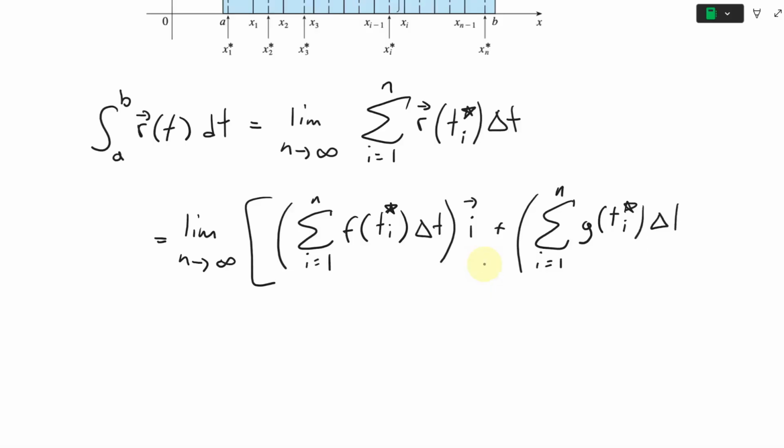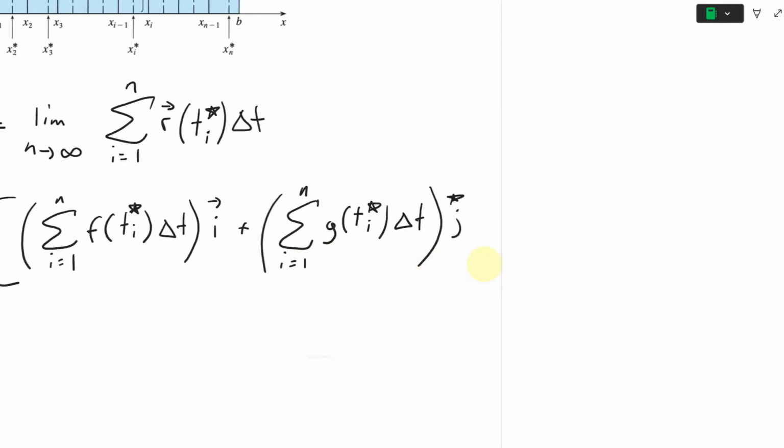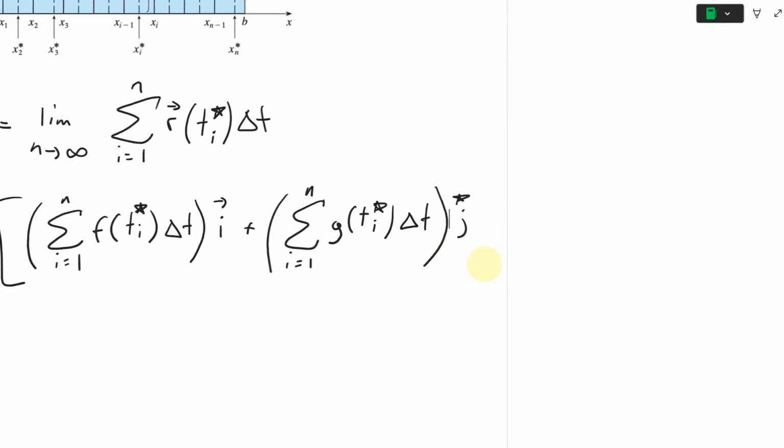Oh, whoops. Delta t. And then this is j star. And then keep going. The next one's F, G, H. So the next one's gonna be H, like that. I equals 1, and then H of T, I star, like this, and then delta T, and then this is gonna be K.